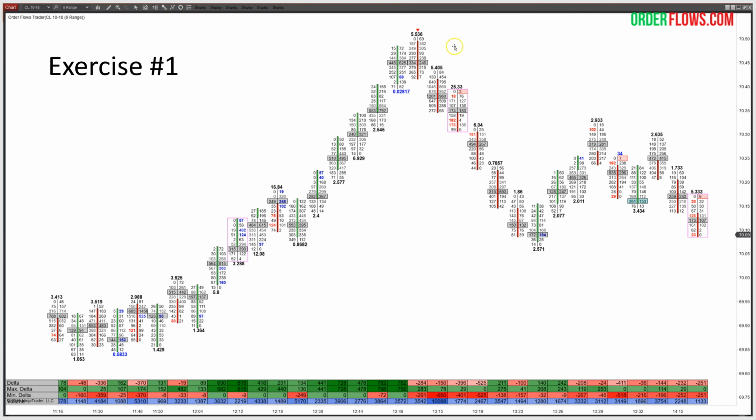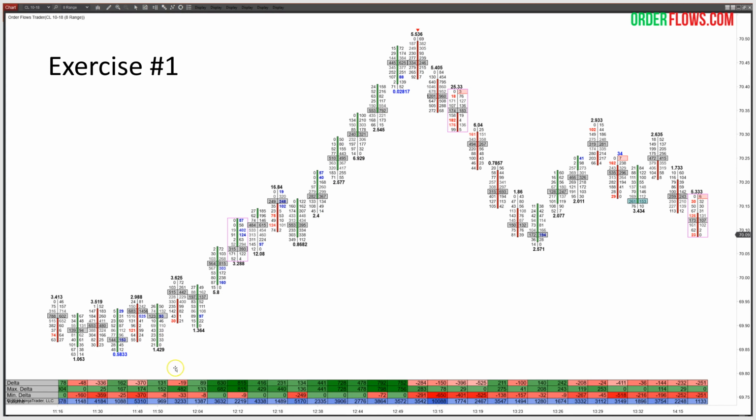Well, the most obvious thing, up here you have the delta divergence. Most order flow software will draw a triangle. My software draws a triangle, so that draws your attention to a divergence up here. But you have this whole big move up here, right? If you're not watching the delta, you're maybe not keyed in on this move up.